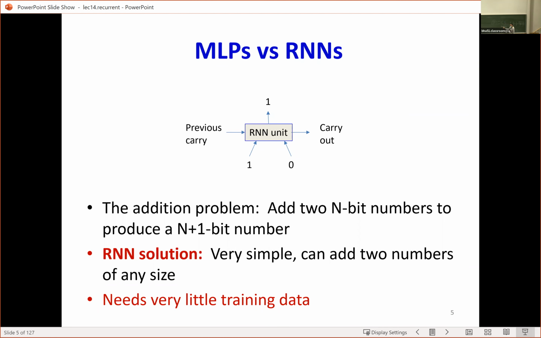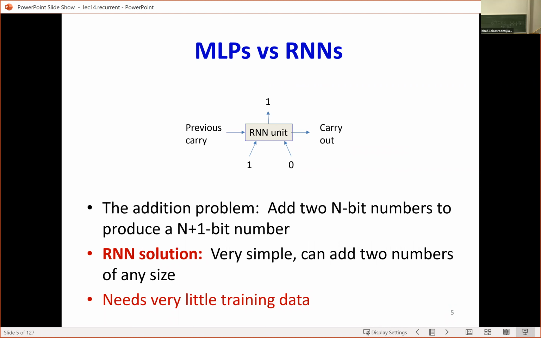So this is bit 1, this is bit 2, this is whatever carry might have come in from the previous value, and there are two outputs, right? The sum and the carry. So it's a very small 8 rows. How many training instances will I need to train this network? Just 8.